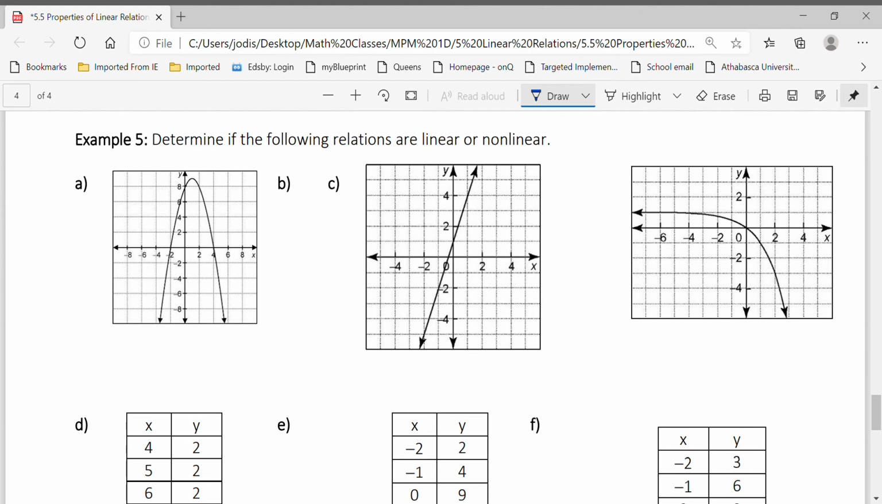So first we have some graphs. Take a look at them. If it's a straight line, it's linear. If it's not, it's nonlinear. So here we have a big U, so this is nonlinear. Next, we have a straight line, so this must be linear. And the last one, even though there's kind of a straight part right here, it still curves, so it would still be nonlinear.